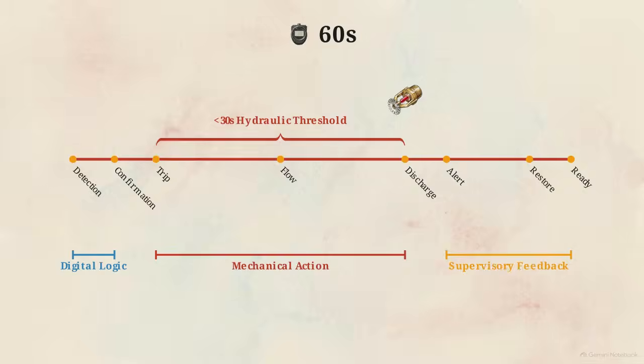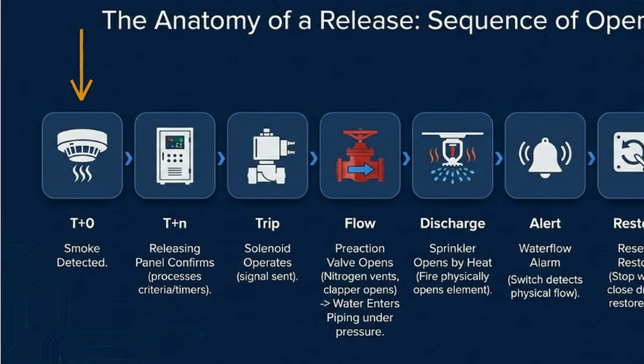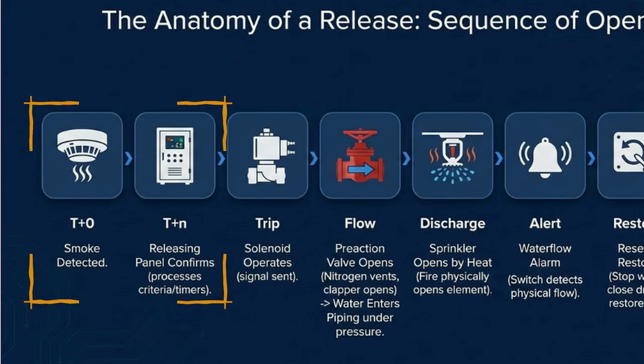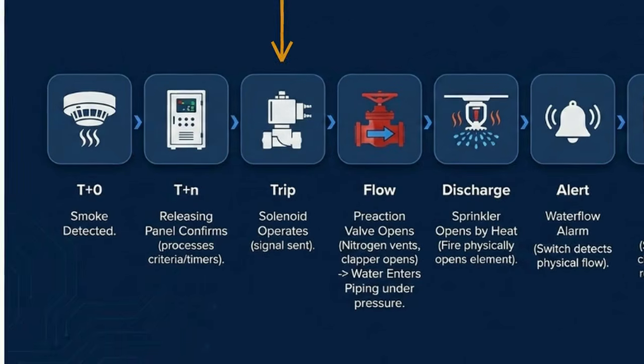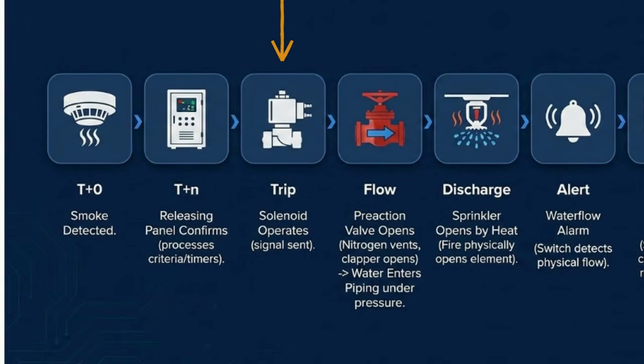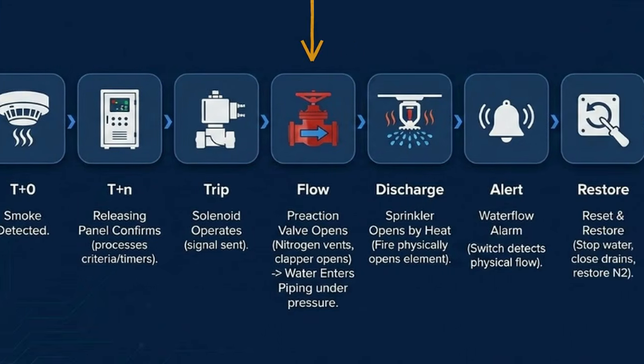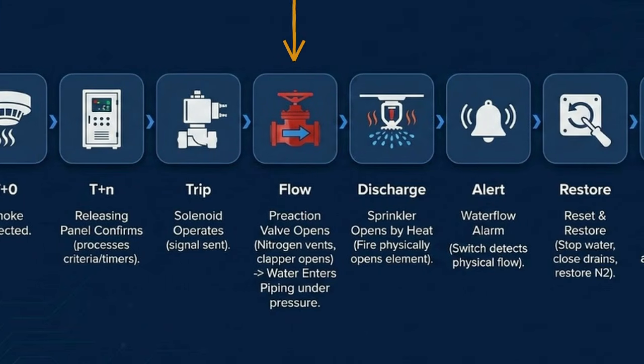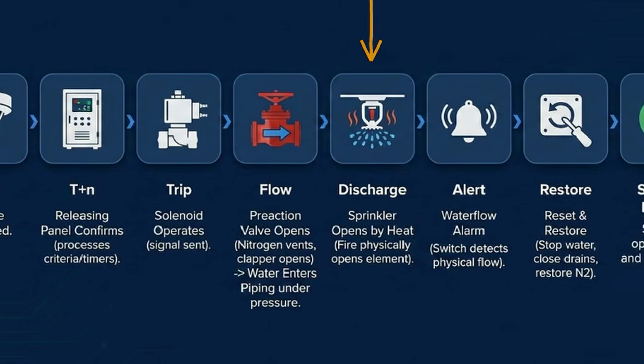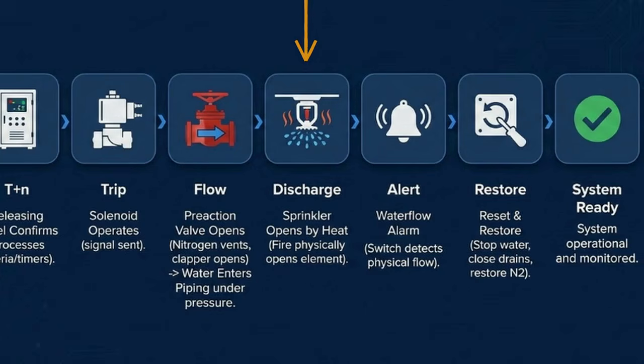To maintain fire control, every step of the release sequence, from detection to discharge, must be timed and verified. The sequence begins at T0 when smoke is detected, followed by the releasing panel confirming the criteria. Adding unapproved release delays during these initial phases compromises the system's effectiveness. Once the criteria are met, the solenoid operates, physically opening the path for the preaction valve to trip. As nitrogen vents and the clapper opens, pressurized water enters the piping. Finally, the heat of the fire opens the sprinkler element to begin discharge.